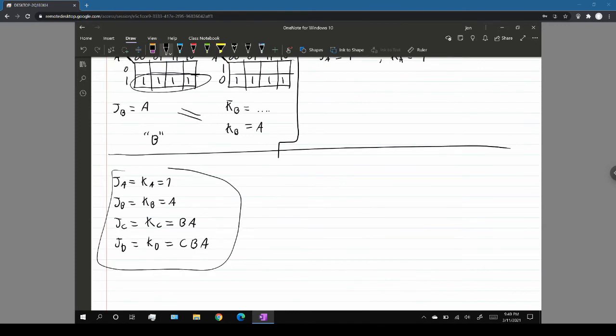What this tells you here is that you're going to need 4 flip-flops, and each of the flip-flops is going to be hooked up. So if you look at flip-flop D, the J and the K of it are going to depend on C, B, and A. And these letters are considered as the outputs of the JK flip-flops. So I'm going to show you that now in Multisim.